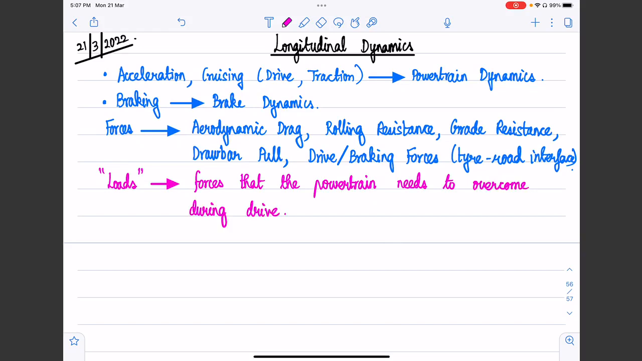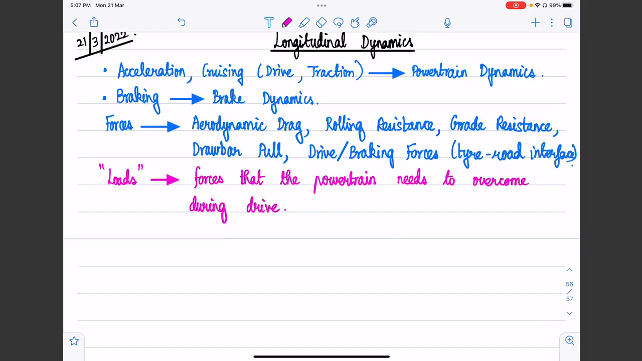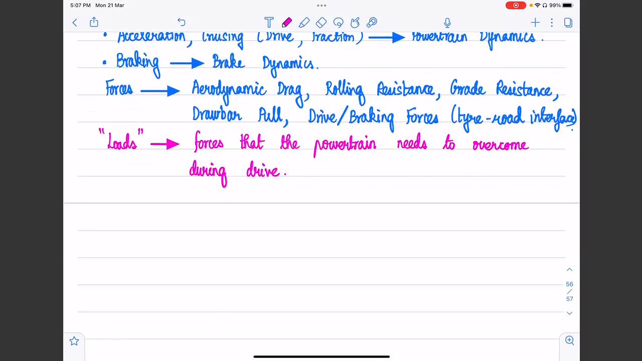On the other hand, these same forces will aid braking, right? As we know, aerodynamic drag, rolling resistance, and grade resistance, or going on a slope, and drawbar pull will aid braking. So we need to carefully analyze the impact of these forces on both these phenomena.